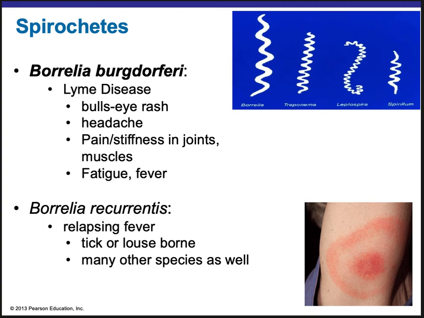If Lyme disease is not treated, it can go to the central nervous system and cause other disorders and complications, which can be lifelong. So you really don't want to mess around with Lyme disease. Borrelia recurrentis is a different species, not as severe, but it can cause relapsing fevers. So you keep getting bouts of fever. And it can be tick or lice that spread the bacteria. Okay, there's also a lot of other species of Borrelia that we don't have time to talk about, but that pretty much will cause the same symptoms of this relapsing fever.